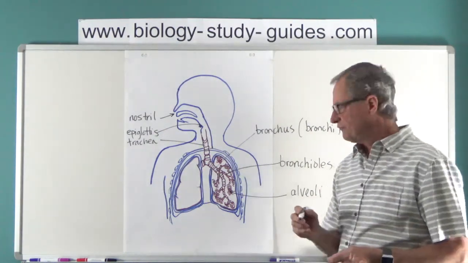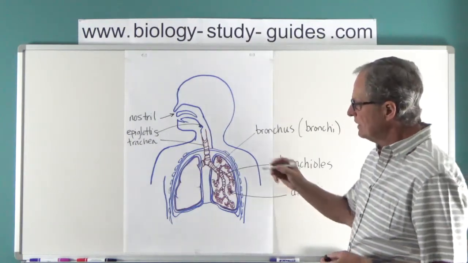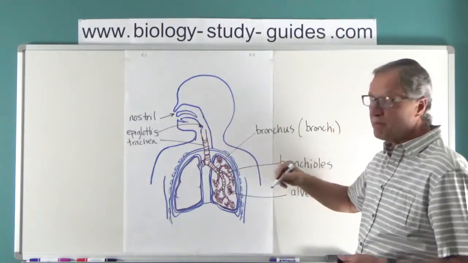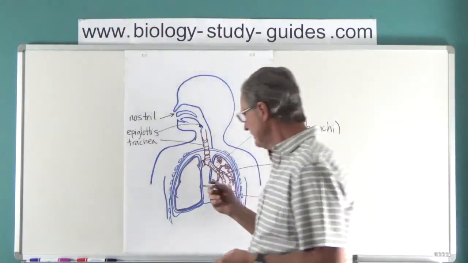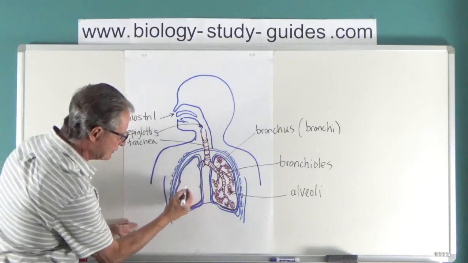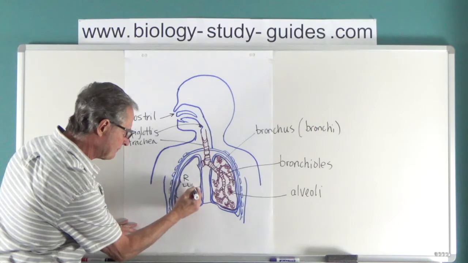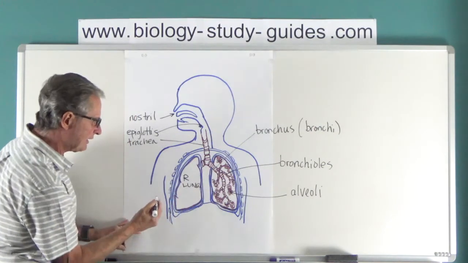There are a couple other features in this diagram and in the respiratory system which should be mentioned, but that's the features that make up the pathway of the air into the body. These other features, there's a membrane that covers the lung surface. Let's say this is the right lung. That's the left lung there.